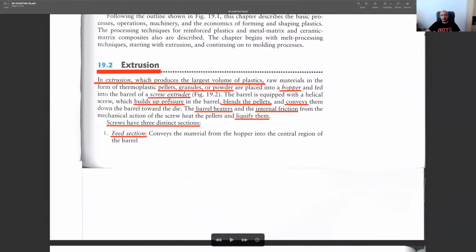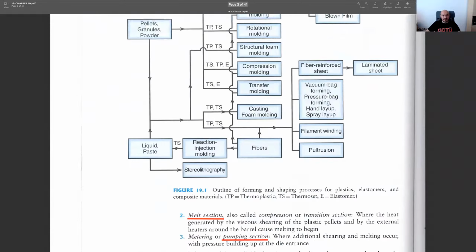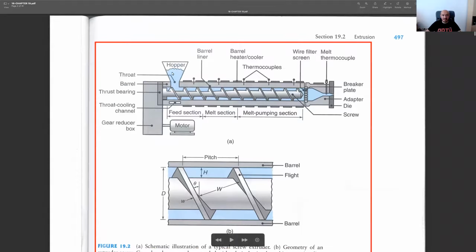The first one is the extrusion process. In the extrusion process, we start with some pellets, granules, or powders. Pellets or granules are small rectangular or cylindrical raw materials, usually in the form of thermoplastics. Let me describe this process on the sketch. We place all these granules, powders, or pellets into this hopper, and then we make use of such a screw.